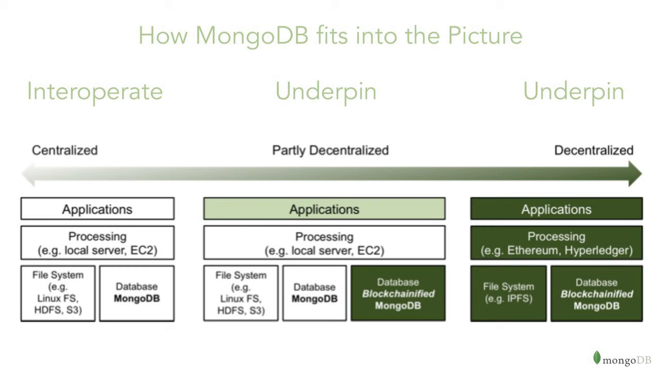Another way, in some ways, to look at that is if you consider on the left-hand side the typical current centralized system where applications run on a centralized processing tier, whether that's a local server or cloud-based, EC2, Azure, Google, etc. And then data is stored across a file system and a database such as MongoDB. That's the fully centralized model. The future vision of a fully decentralized ecosystem is where you have fully decentralized processing, such as an Ethereum or Hyperledger. The file system itself can be decentralized into an IPFS or something akin to that. And the database has been decentralized through adding blockchain characteristics to MongoDB as the underlying data store.